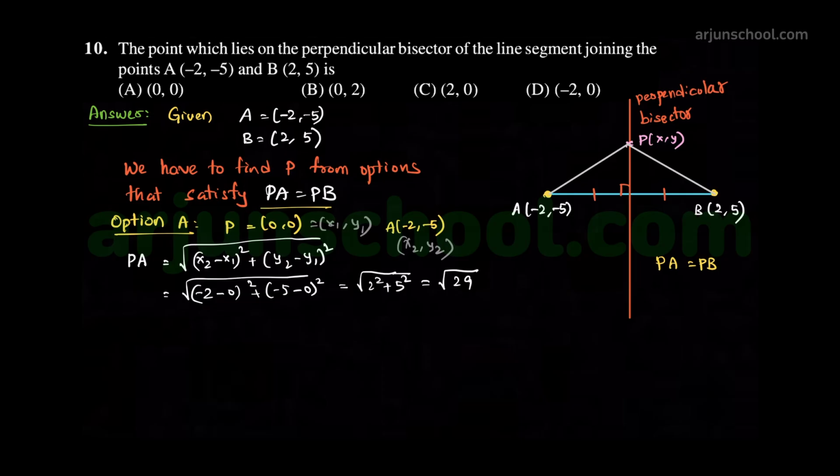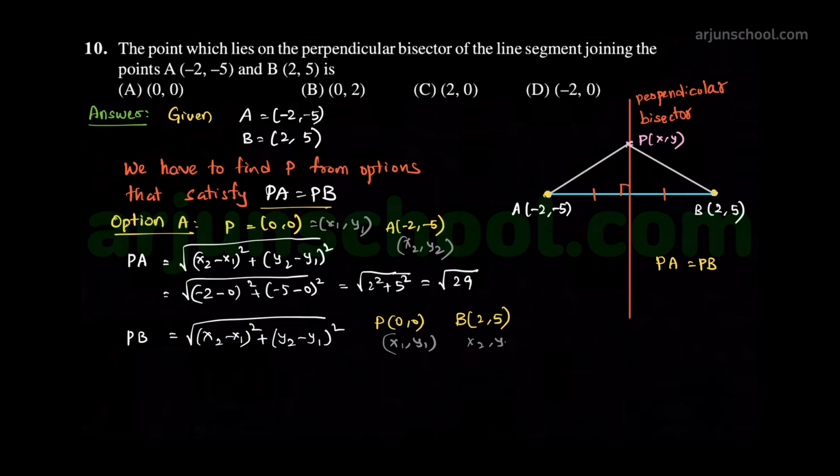root over 29. Now let us find the distance PB, which is equal to root over (x2 minus x1) whole square plus (y2 minus y1) whole square, where P (0, 0) is the (x1, y1) and B (2, 5) is the (x2, y2). Let us substitute these values in the formula.